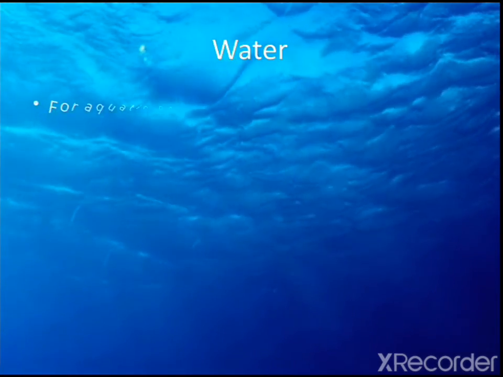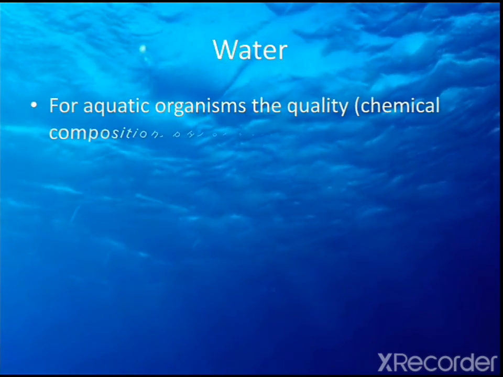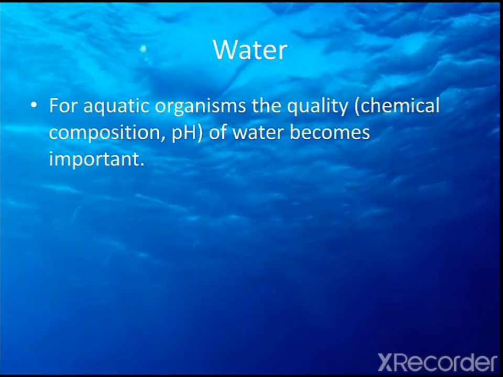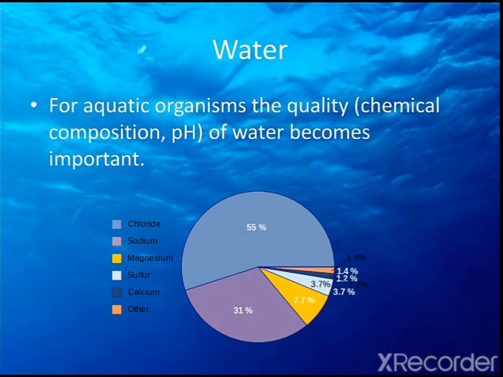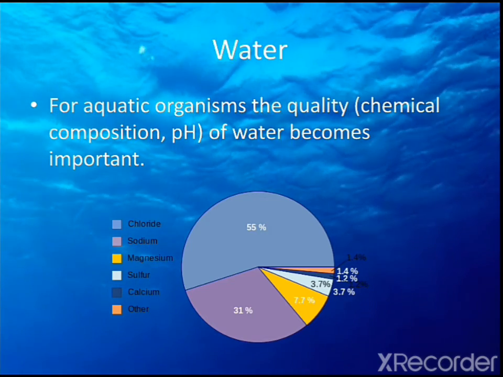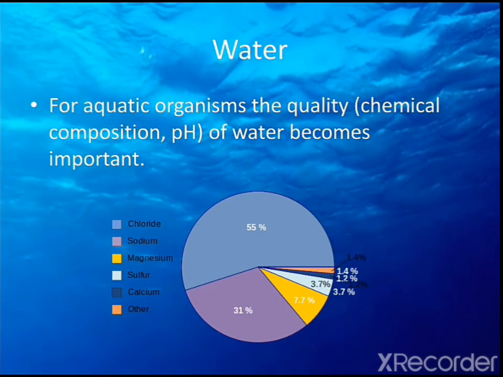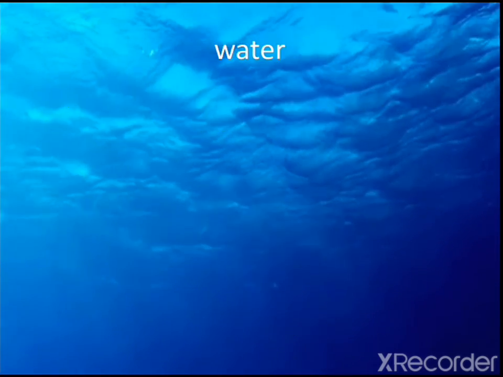Now, in the case of aquatic organism, as I have already told, the quality is important, and quality can be in terms of chemical composition, pH, or it can be in terms of salinity. So here we can see a pie chart which is showing the chemical composition of the different elements in water. So if it is lesser or greater, what can happen is that it can affect the aquatic organisms which are living in that particular water body, and it can also result in the death of certain organisms.